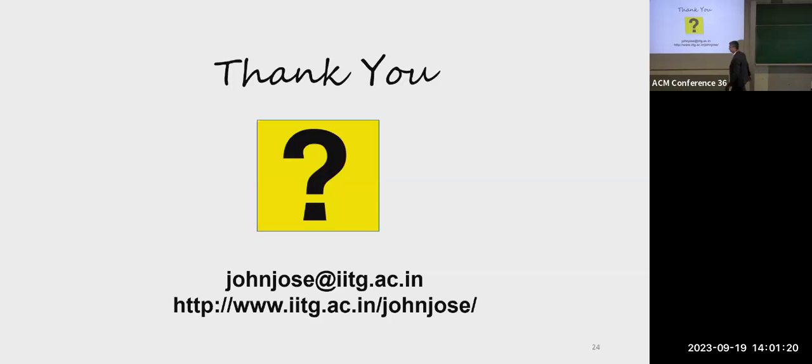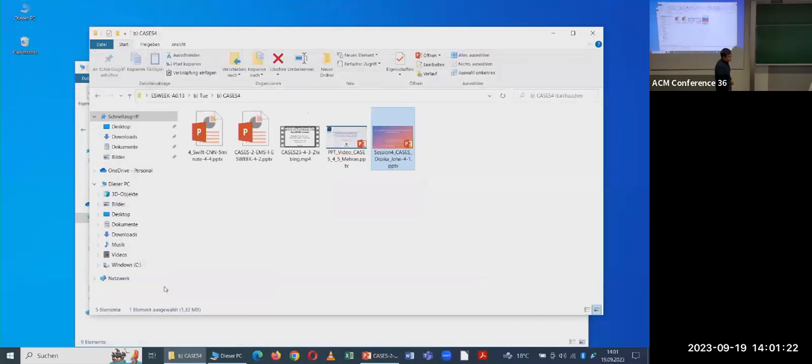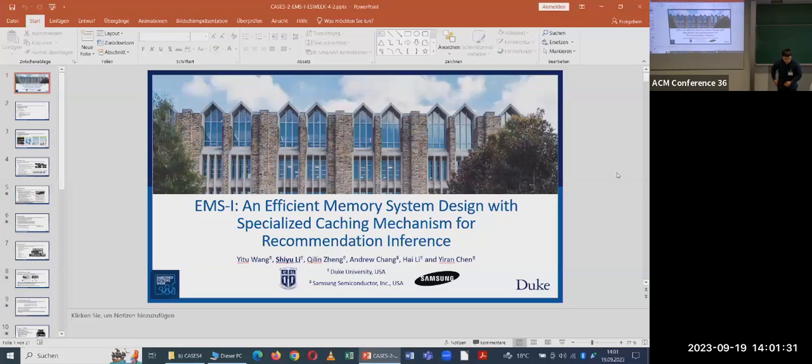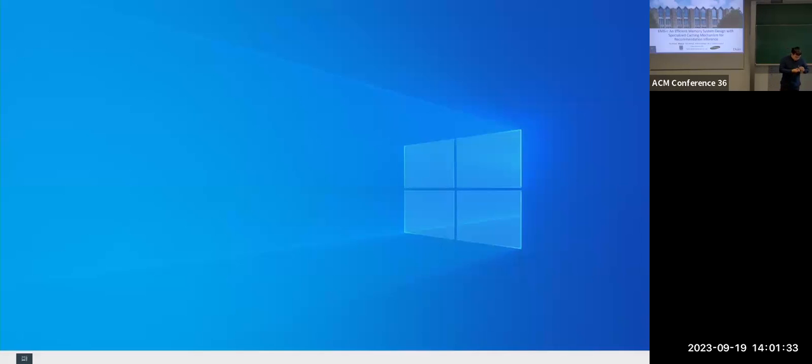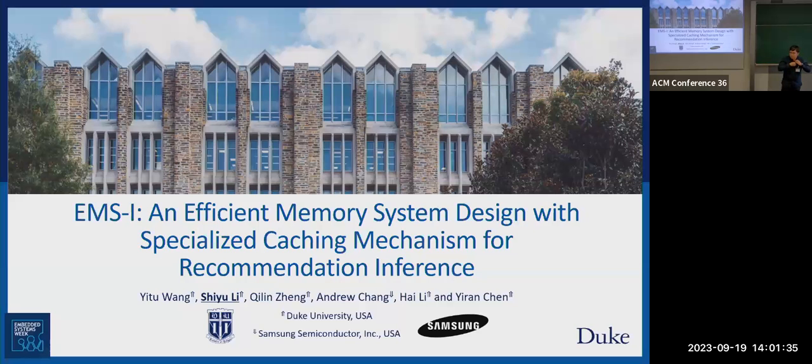speaker is Shuli, a PhD candidate from the Duke Center for Computational and Evolutionary Intelligence. He is advised by Professor Yiran Chen. His research interests include computer architecture, software-hardware co-design for deep learning systems, and near data processing. The paper is titled EMSI, an efficient memory system design with specialized caching mechanism for recommendation inference.